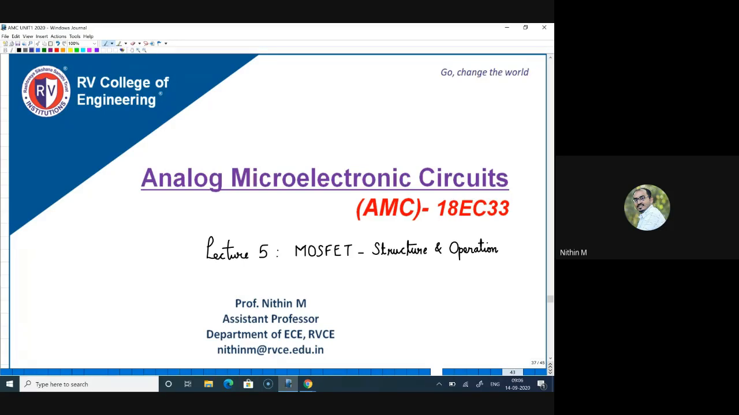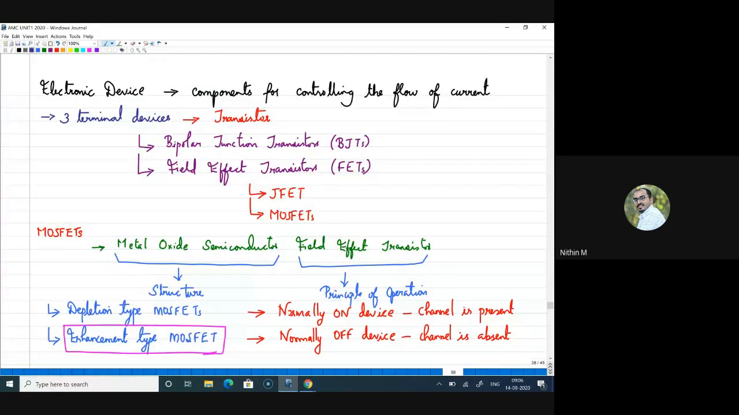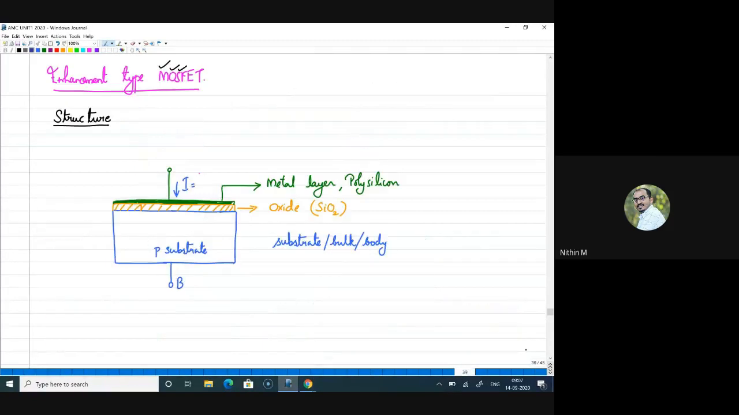I hope I'm audible. Yeah, so in last class, we started looking at the structure and operation of MOSFET. We looked at three terminal devices, the classification of three terminal devices as BJT and FET. Then we looked at the structure of MOSFET. What we are looking at in this course is a normally off device where the channel is not present, and we have to enhance the creation of the channel by the application of suitable voltage.